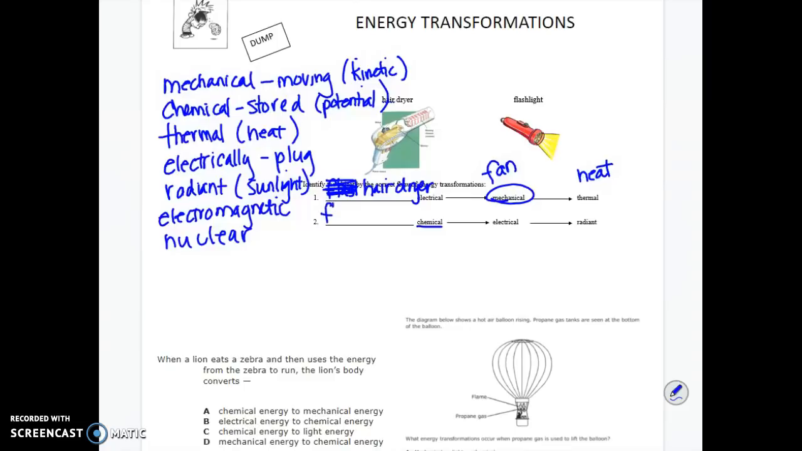The next is going to be chemical. That's going to be the flashlight. What part of the flashlight is chemical energy? Well, that's the battery that's in it. Okay, your phones have chemical energy as well. It has a little wire there, that's the wire part, the electrical, and then the light is going to be radiant.